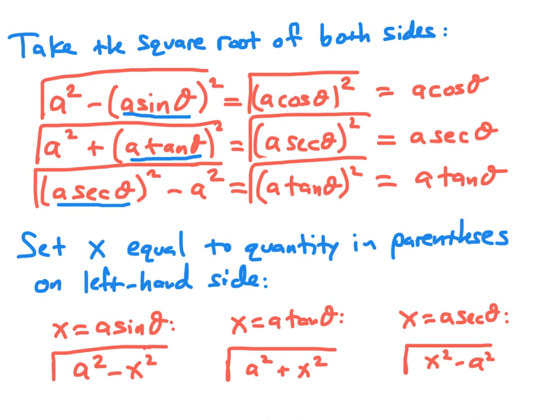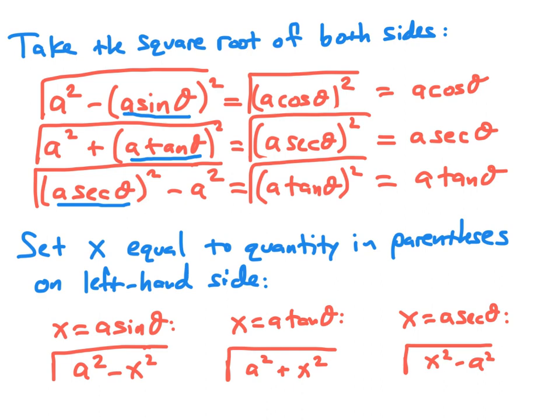And when we let x be each of those in turn, we can see here what the expression on the left-hand side reduces to. If x is a sine of theta, then the expression becomes the square root of a squared minus x squared. If x is a tangent theta, then the expression reduces to the square root of a squared plus x squared. And if x is a secant theta, the expression reduces to square root of x squared minus a squared. And these are the three expressions that we said we were going to use trigonometric substitution in order to simplify.